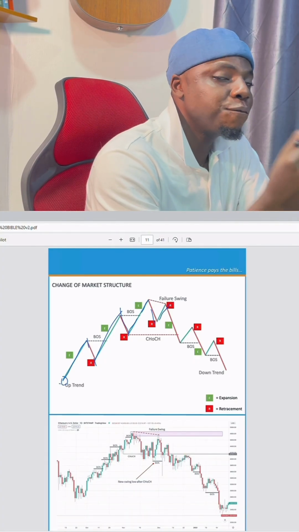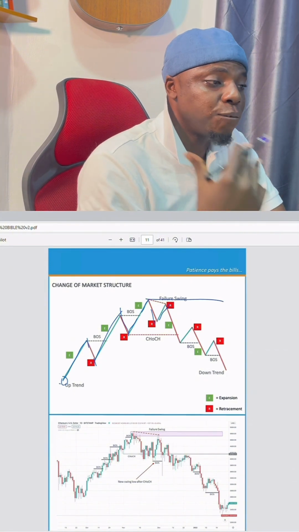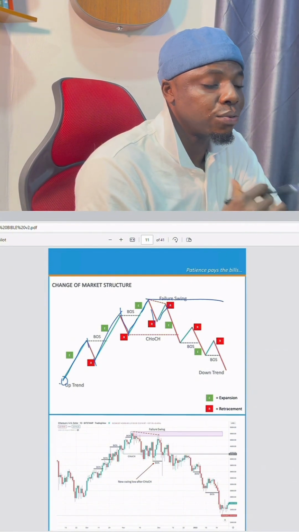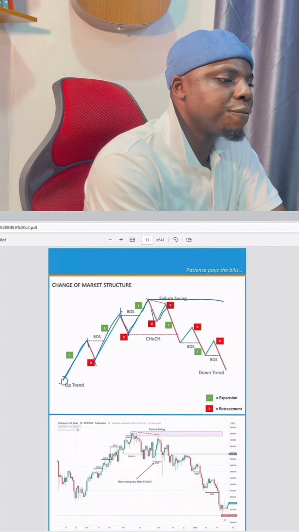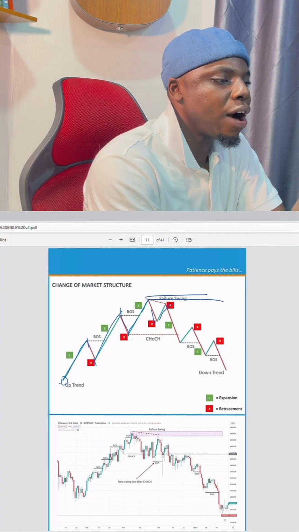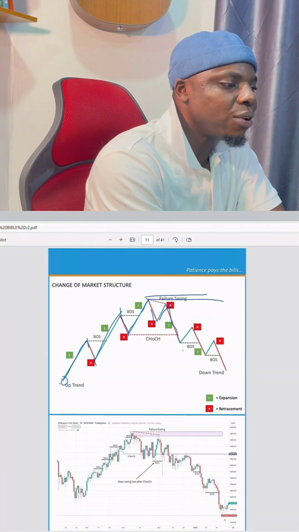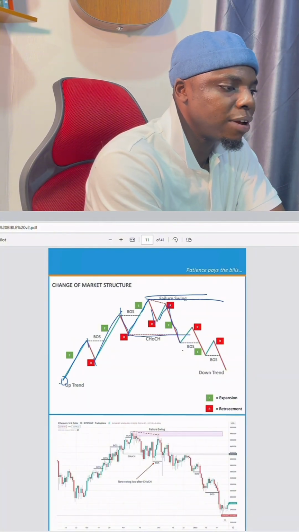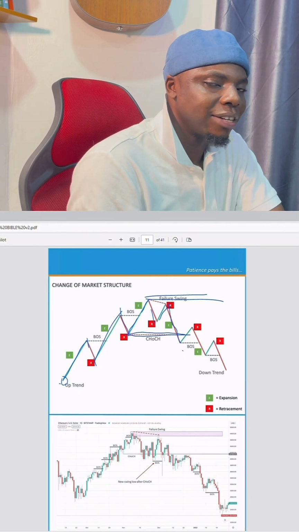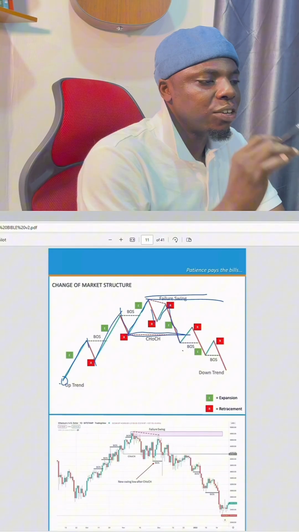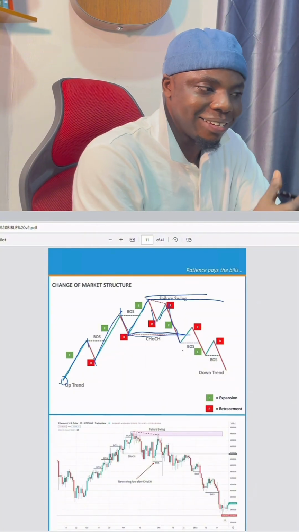But we notice that the market failed to take out the previous high, and that is what we call a failure swing in the market. We need to understand this little concept. Failure swing. So that means the market fails to take out the previous high. And what happened? The market pushed the price to the downside, taking out the previous low. This particular previous low here is like a change of market movement. So that means your change of character is just like your first move against the initial trend.